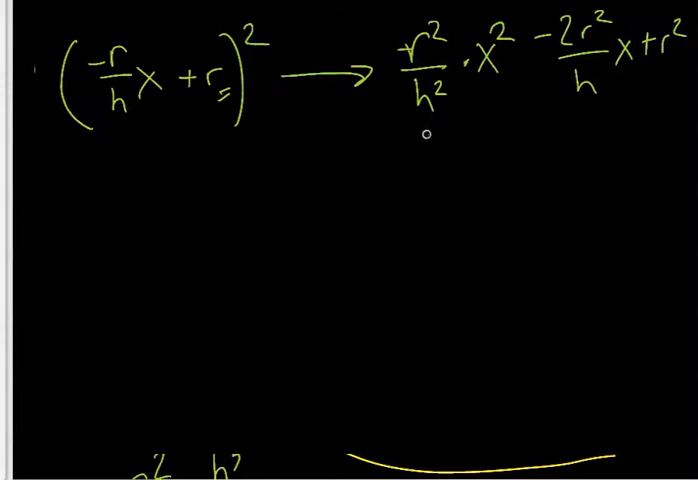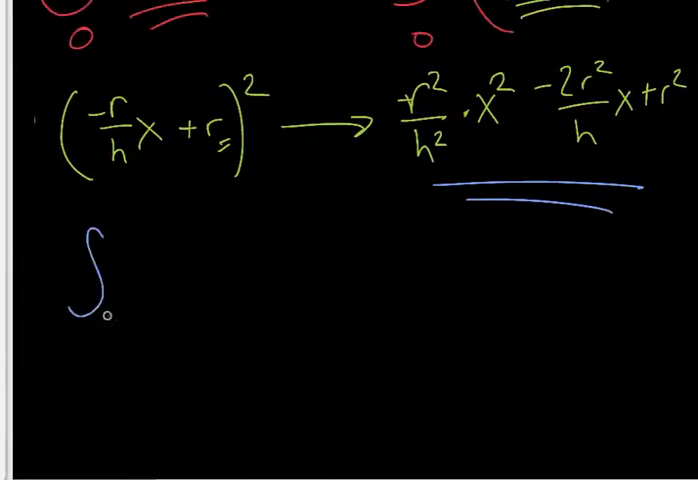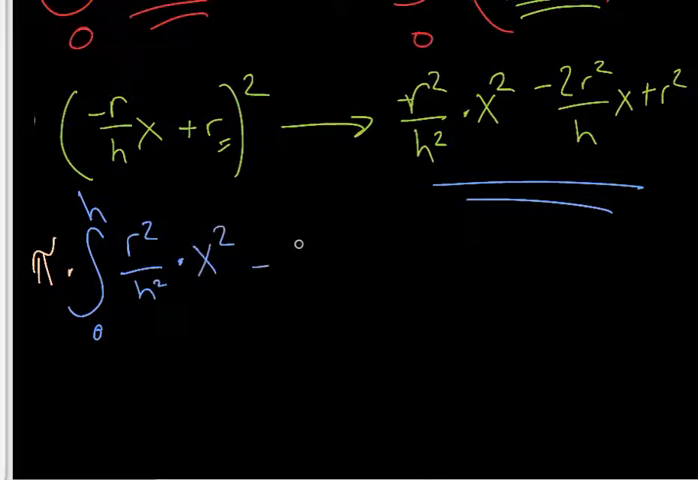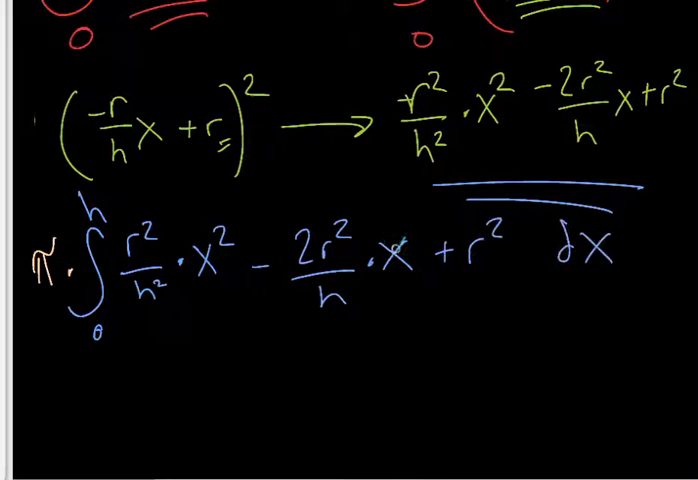All right, so let me rewrite that. I'll rewrite that in purple here. And I get the integral from 0 to h. And I'm just going to do something wild. I'm going to put my pi right out here, okay? Because when I multiply pi from the inside to the outside, it doesn't change the equation at all, okay? So then it becomes the integral of pi times r squared, which we found out was this guy, r squared over h squared times x squared minus 2r squared over h times x plus r squared, all of that dx, okay? Make my x's obvious to you.